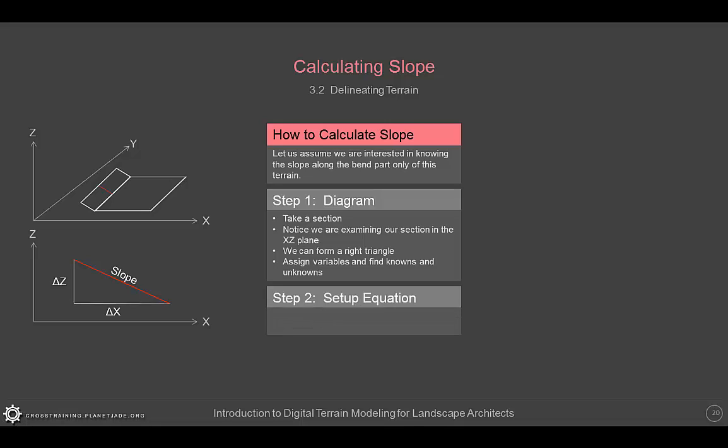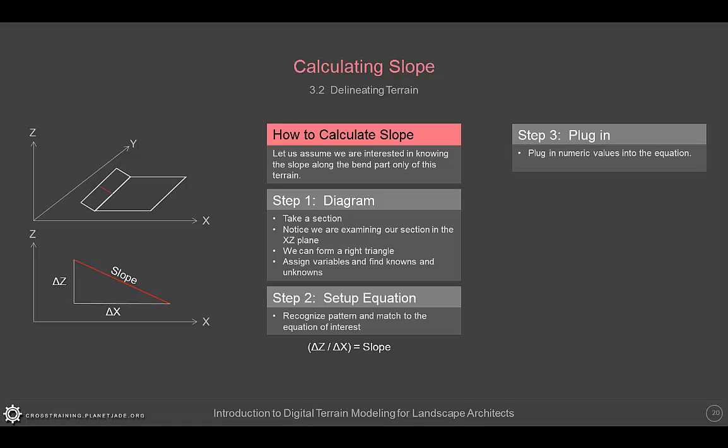Next, we can set up our equation, and to do that we need to recognize some patterns and match to the equation of interest. So we are interested in using the slope equation, and we can already see that we have most of this set up, so we're going to write this as the change in z divided by the change in x equals slope. Next, we just need to plug in our values. So we just plug in our numeric values into the equation. Since this is a generic equation, we don't have any exact numeric values right now. We will in later examples.